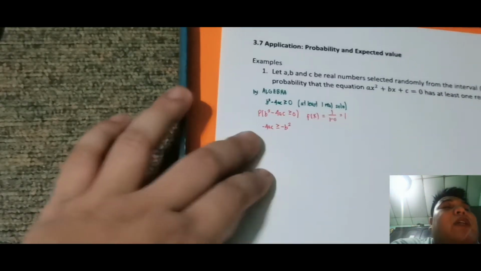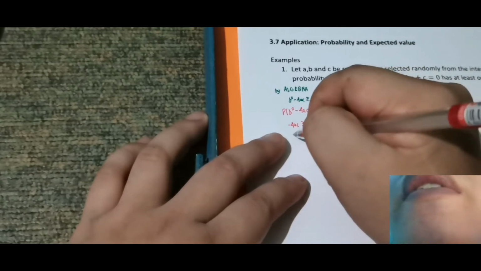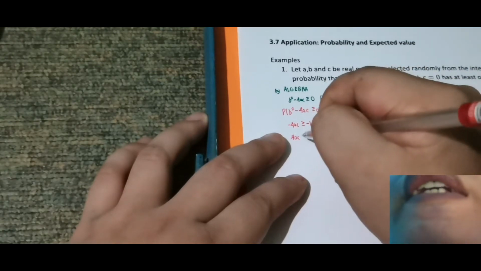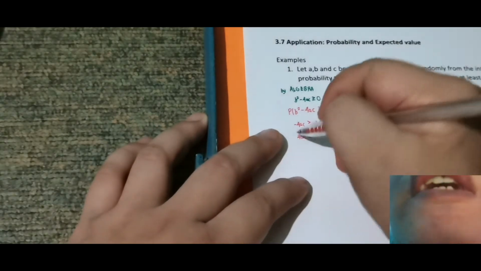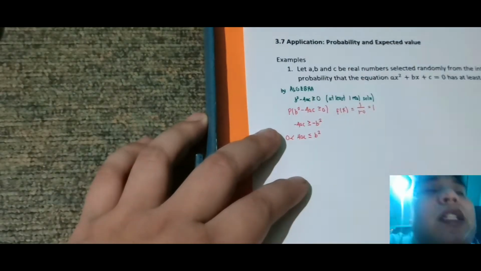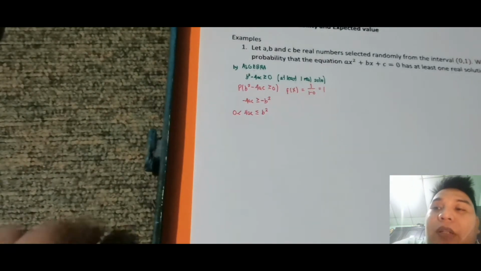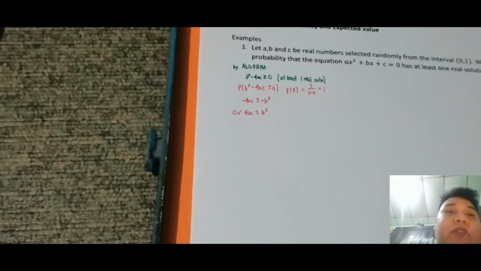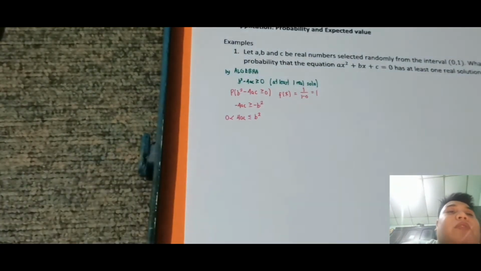Okay, so pag minultiply ko by negative both side, magiging 4ac less than or equal sa b². Then alam natin na ito ay greater than 0. Kahit hindi natin sabihin, basta alam natin na greater than 0 siya or greater than or equal sa 0 siya. Okay, so again, kinuha ko lang siya, parang tinranspose ko lang yung isa na yun. So that is 4AC.